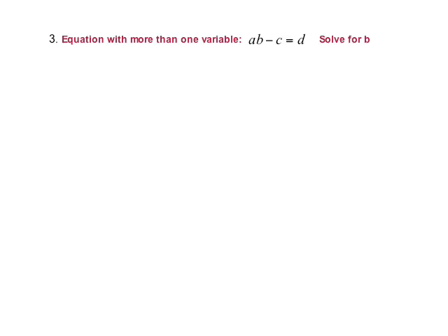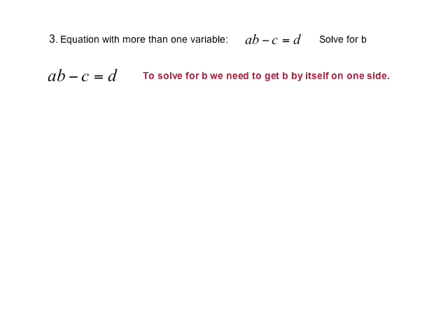3. Equations with more than one variable. AB minus C equals D. Solve for B. To solve for B, we need to get B by itself on one side. So if we look at our equation, we see that there's an A over there and there's a C over there. But if they were numbers, we'd get rid of the C first, so we're going to do that with the letters also.